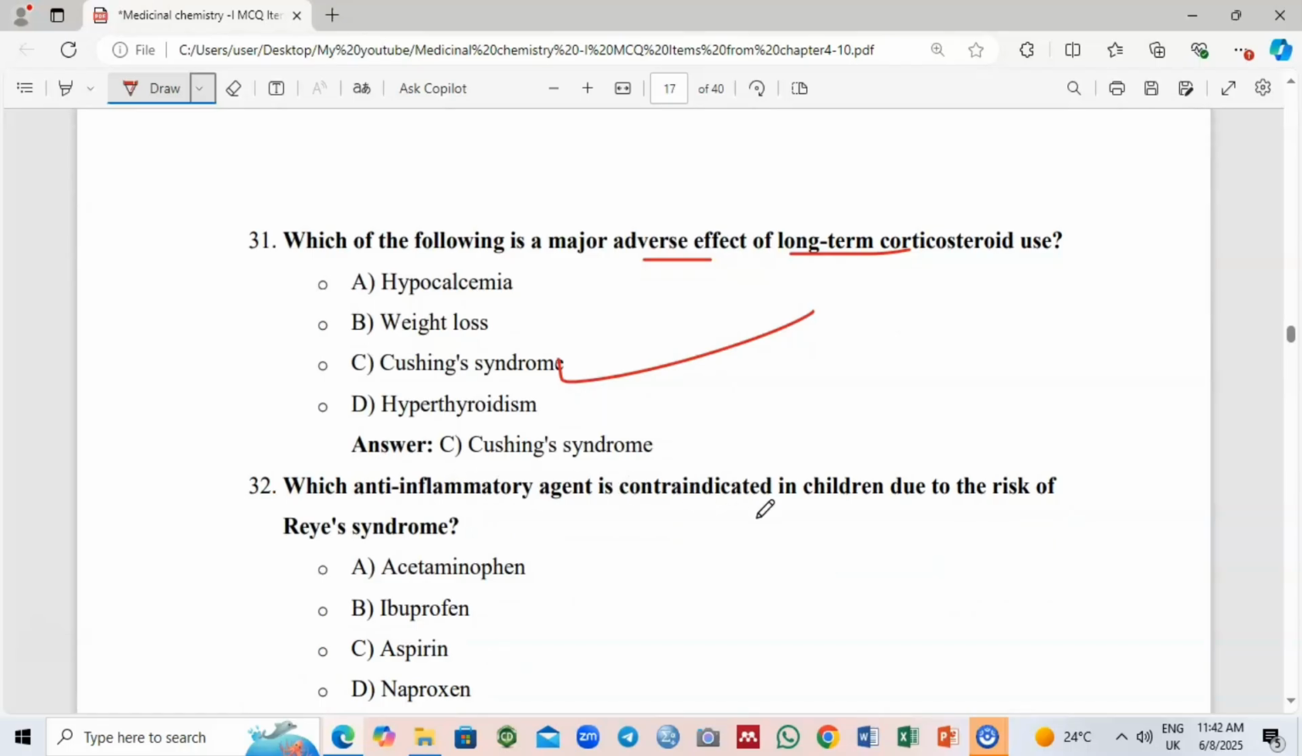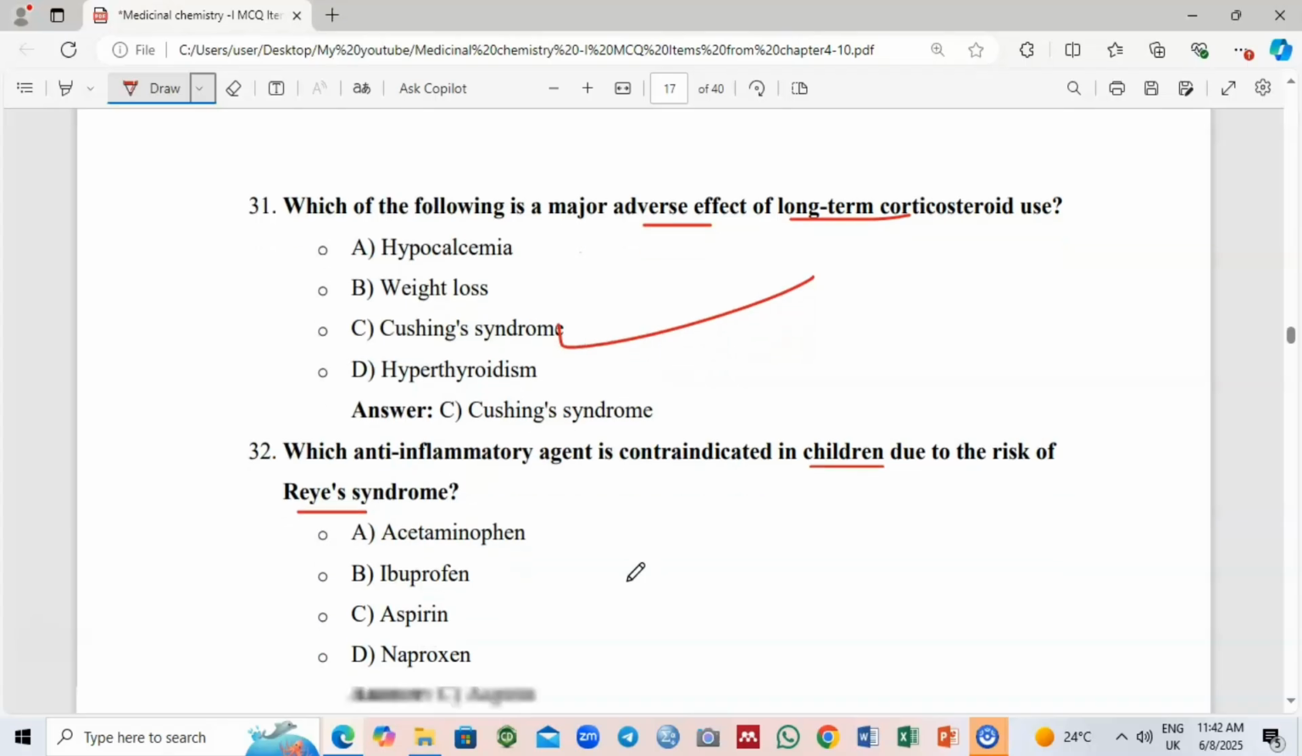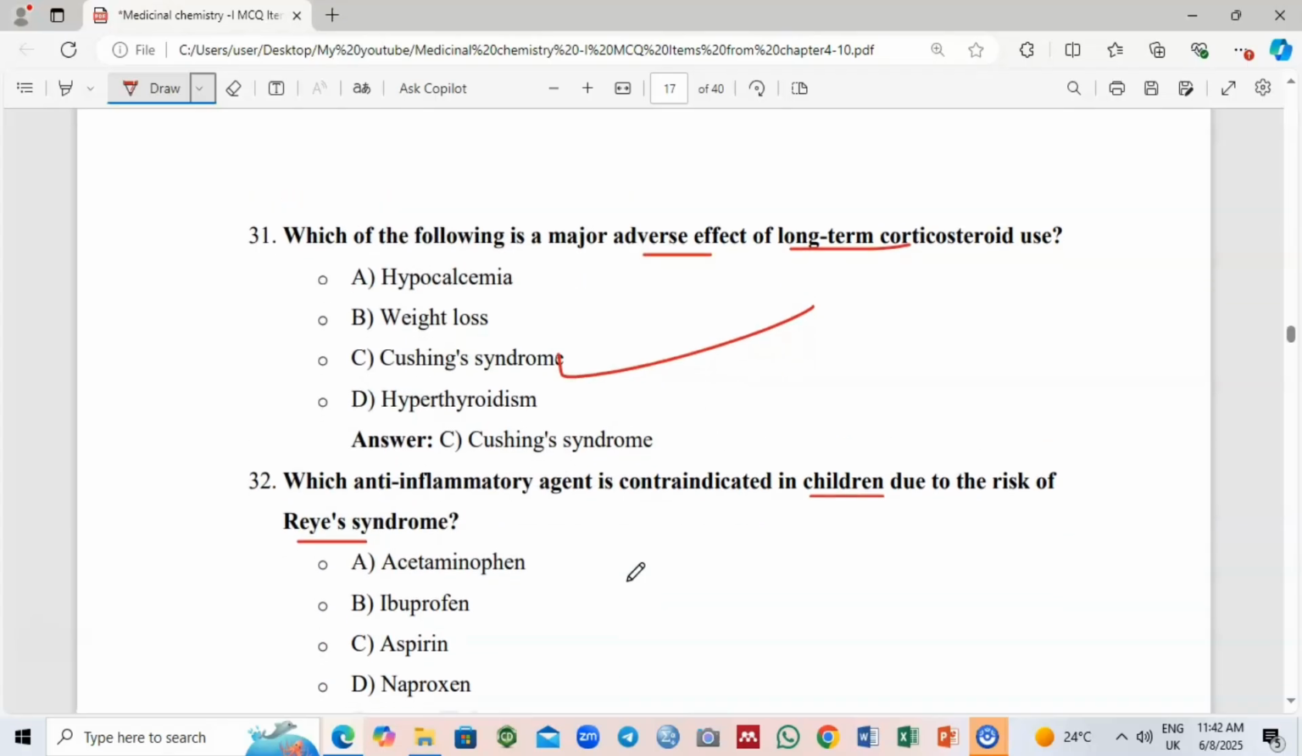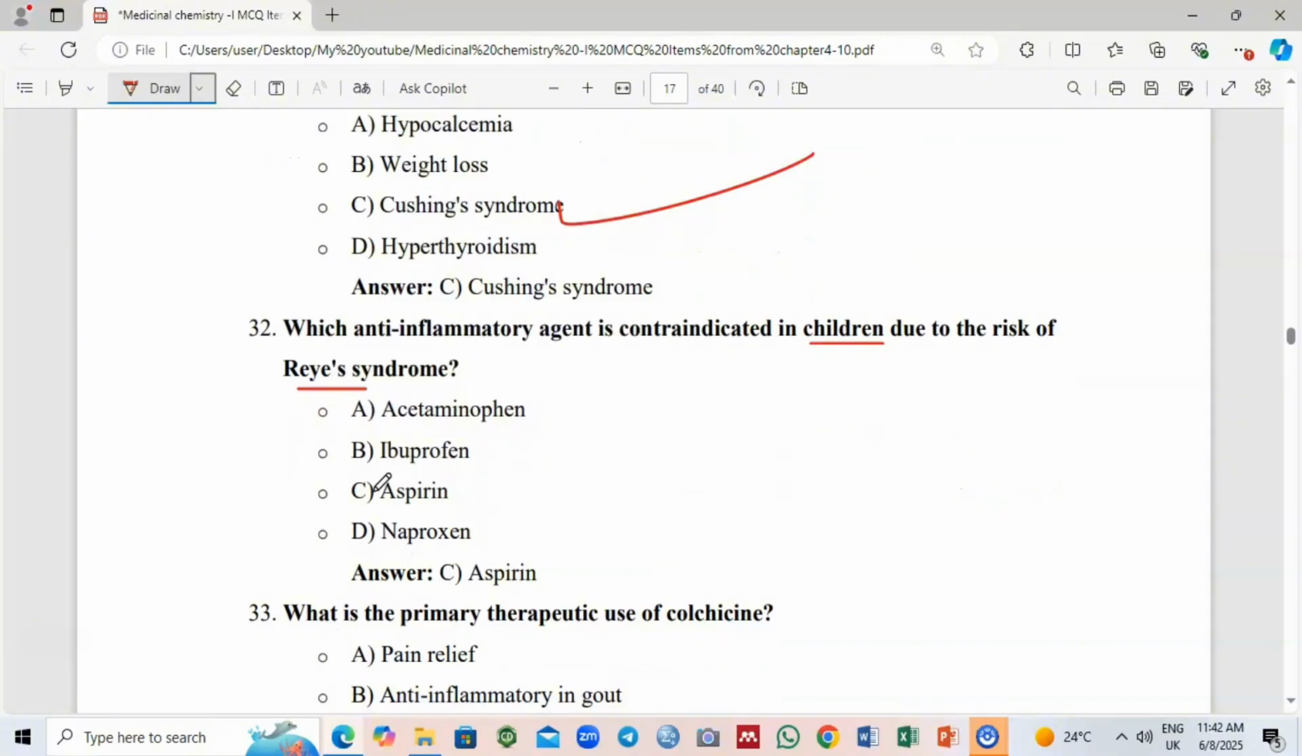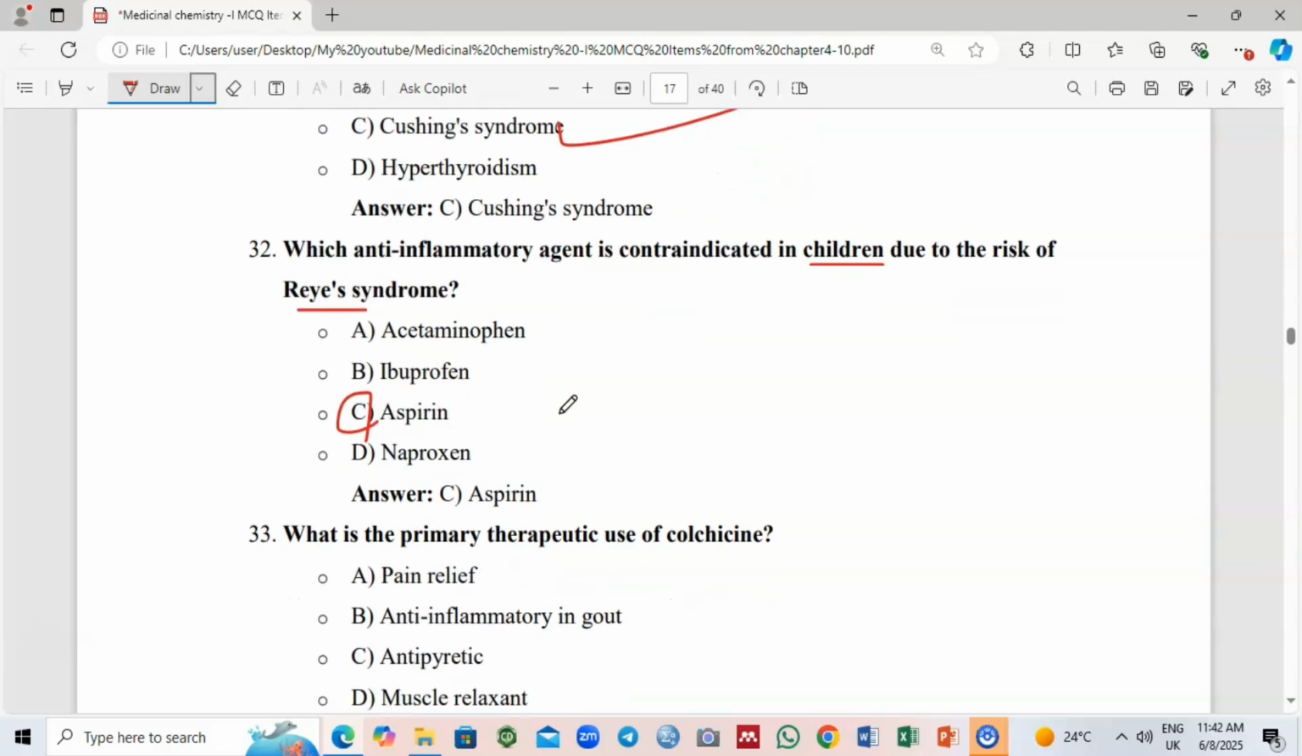Which anti-inflammatory agent is contraindicated in children due to the risk of Reye's syndrome? A. Acetaminophen. B. Ibuprofen. C. Aspirin. D. Naproxen. So aspirin is the one that is contraindicated, which leads to the risk of Reye's syndrome. Aspirin is a non-selective cyclooxygenase inhibitor drug.